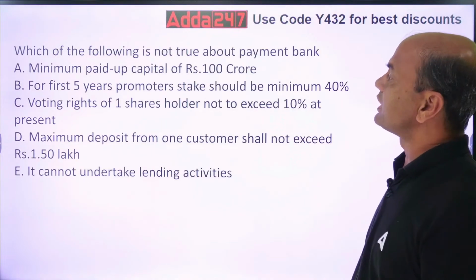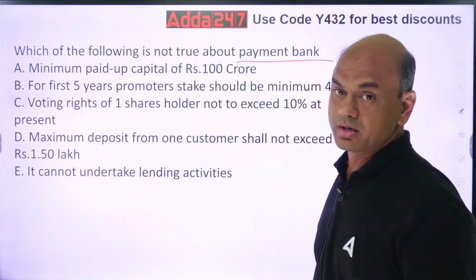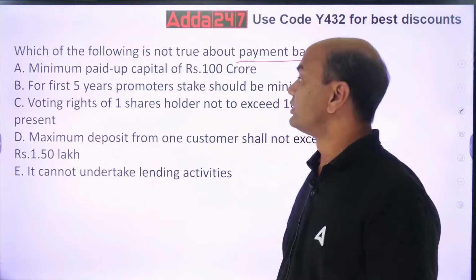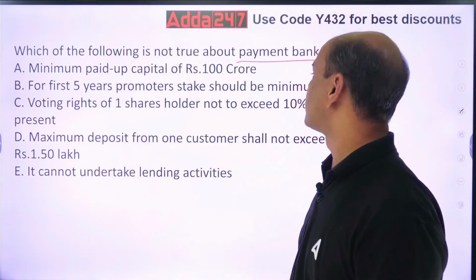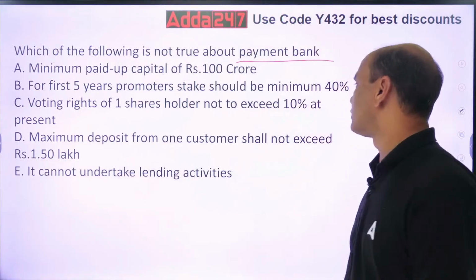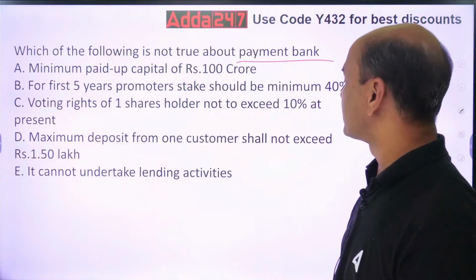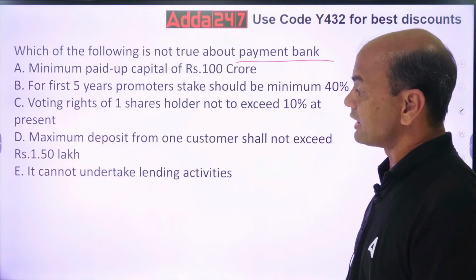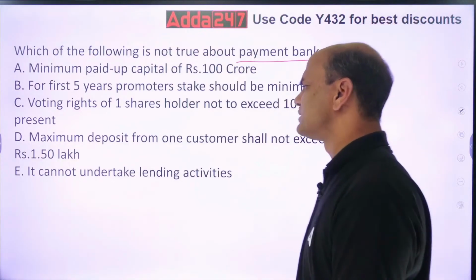Which of the following is not true about payment bank? Payment bank, very important term. Minimum paid up capital is 100 crores. For first 5 years, promoter stake should be 40%. Voting right of one shareholder not to exceed 10% at present. Maximum deposit from one customer shall not exceed 1.5 lakh. It cannot undertake lending business activities. Very simple answer over here.